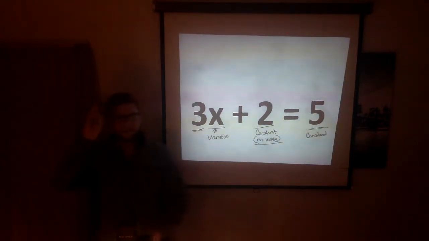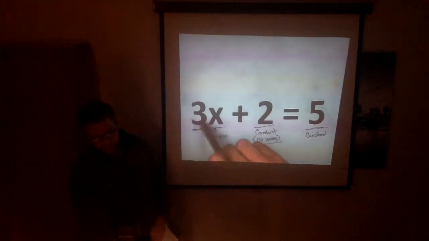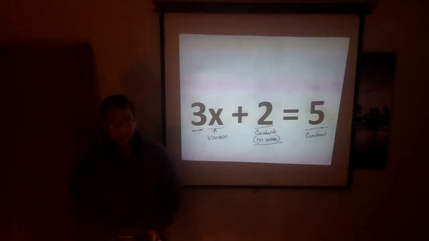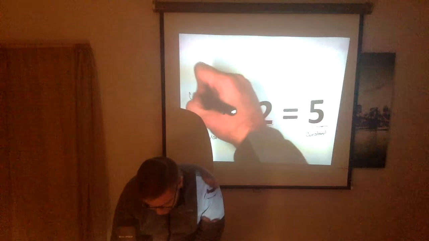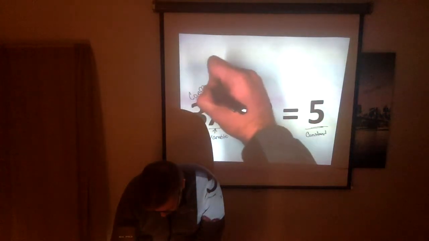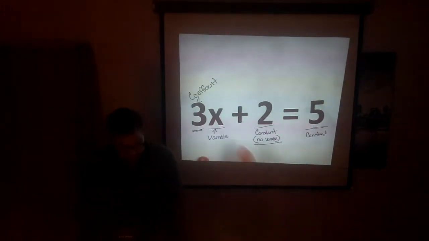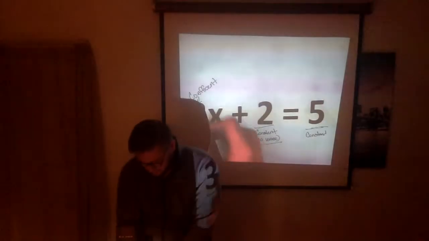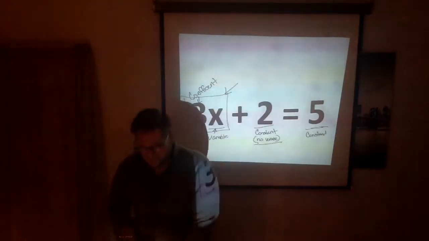Okay, all eyes on me in 3, 2, 1. John, can you tell me what that 3 means? What did you and your partner talk about? It is the coefficient, but why? You are right, it's because it's with the variable. So then if we have the 3 with the variable and we're looking at the 3x, what might we call that?